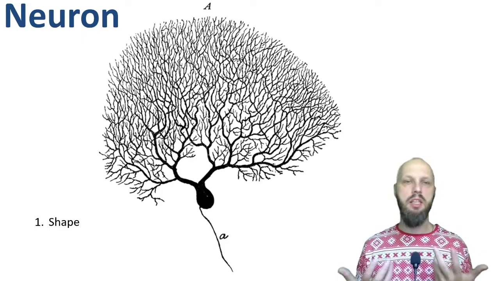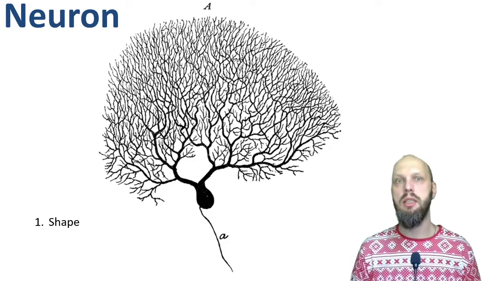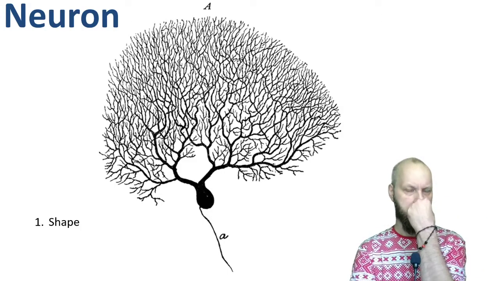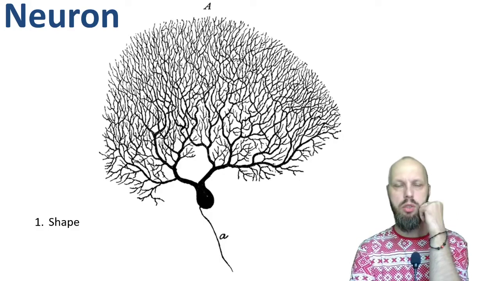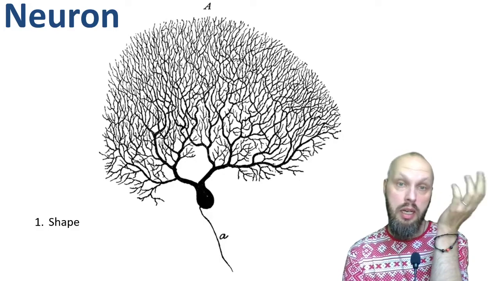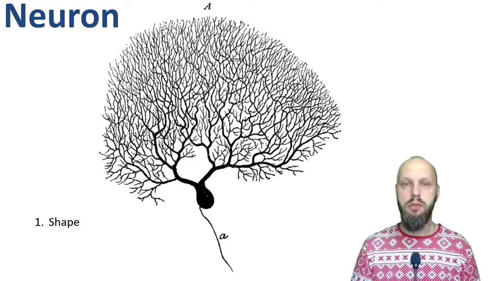So why does it have this shape? Why do neural cells have this shape? What do you think? Think for a second. What could be the answer? I think you probably have an idea.